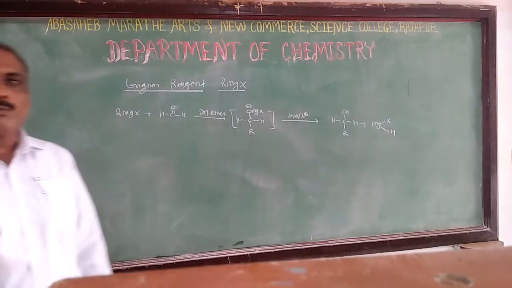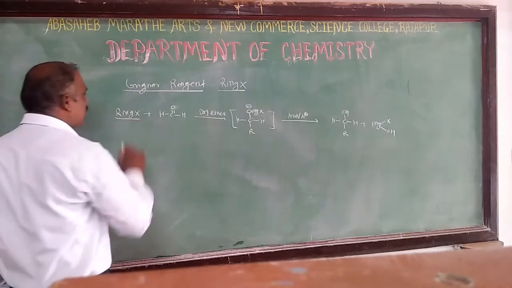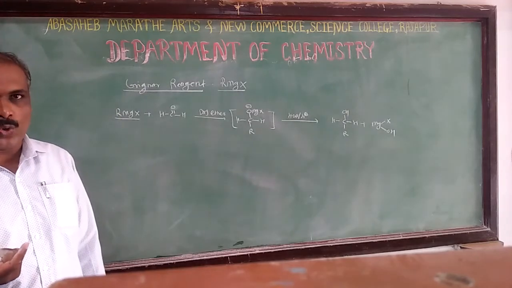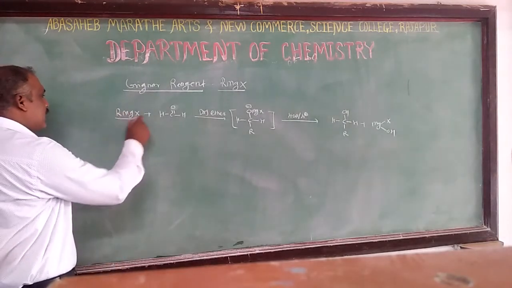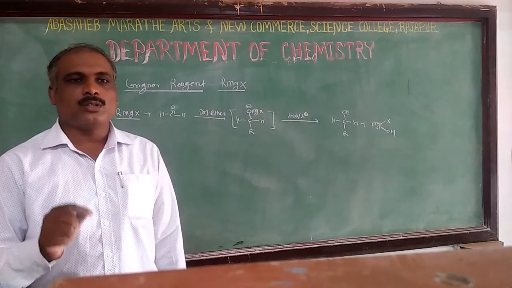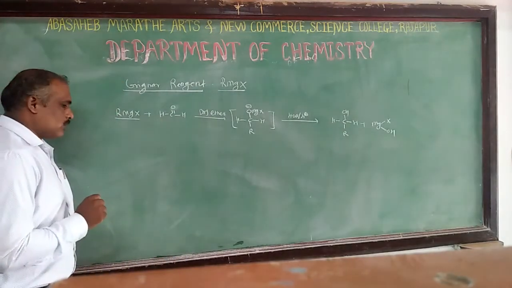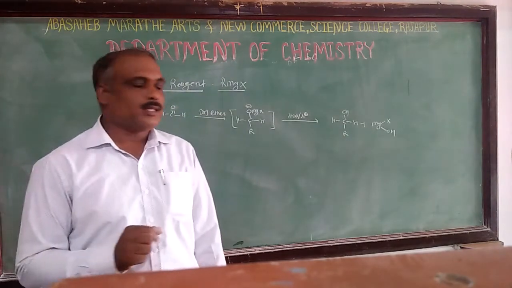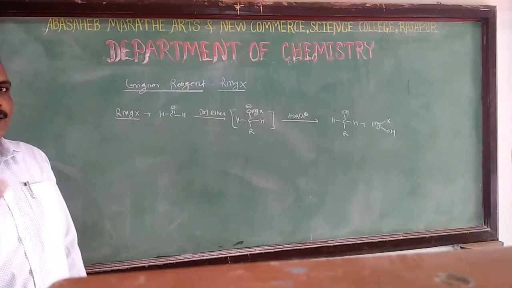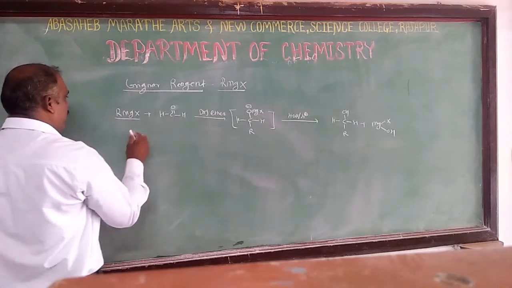One thing that is very important to understand: using Grignard reagents with formaldehyde, the product is a primary alcohol. If the Grignard reagent is used with a ketone, the product is a tertiary alcohol, and if it is used with an aldehyde, the product is a secondary alcohol.